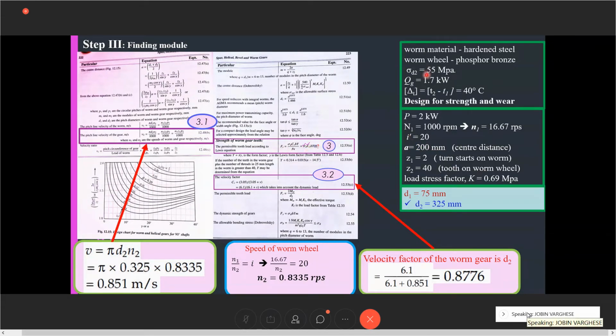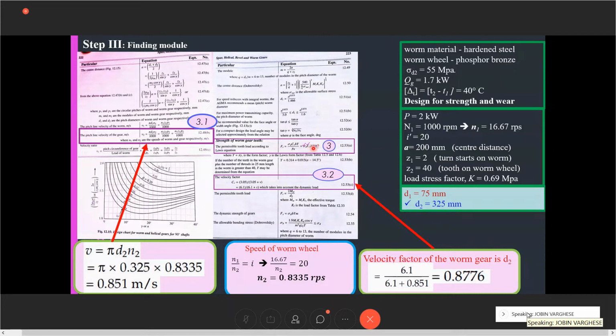Sigma D we already have as 55 megapascal, and then we have CV. The CV value should be found, and CV can be found from this equation, that is 6.1 by 6.1 plus V, where V we should find from here. You can see V is equal to, in this equation, because we are designing for the worm gear, we are using D2 N2. We are not using D1 N1 because the driver is the worm and the driven is the worm wheel. From this the velocity is calculated and substituted in this figure, and we get CV. So we have already found CV and sigma D, and the unknowns are B and Y.